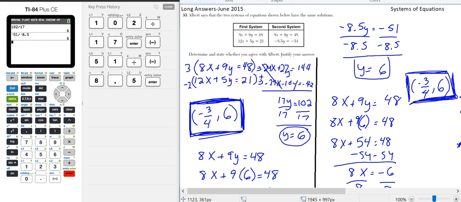So the answer to this question is to determine and say whether you agree with Albert. Yes, we do agree with Albert, because he says that the equations have the same solution, and they do. To justify our answer: the solution to the first system is negative 3 over 4, comma 6, and the solution to the second system is also negative 3 over 4, comma 6.